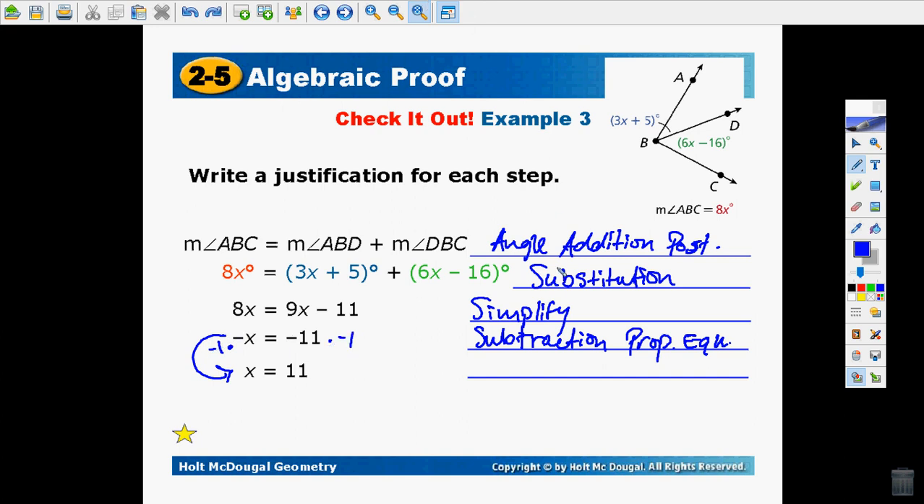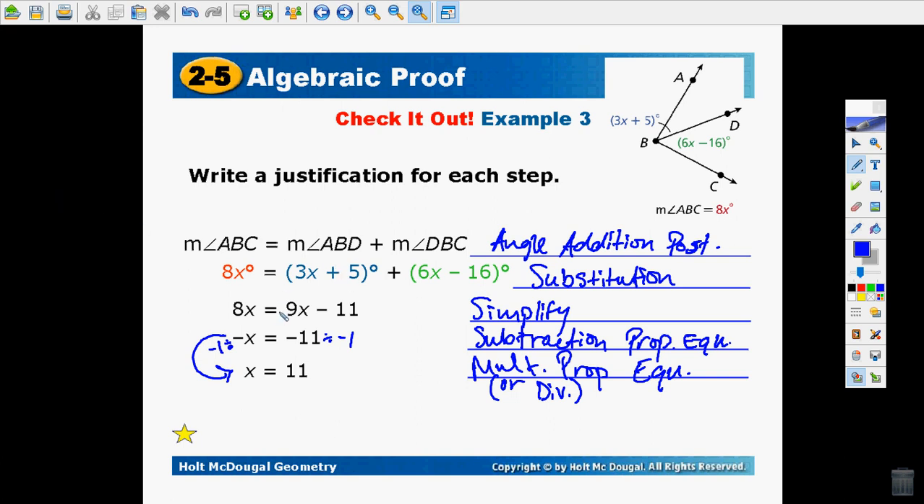So I am going to call this the multiplication property of equality. I multiplied by the same number, negative 1, on both sides of the equal sign. You could also, I'll put in parentheses, division would work, division property of equality, if you divided by negative 1 on both sides. So either one of those would work.